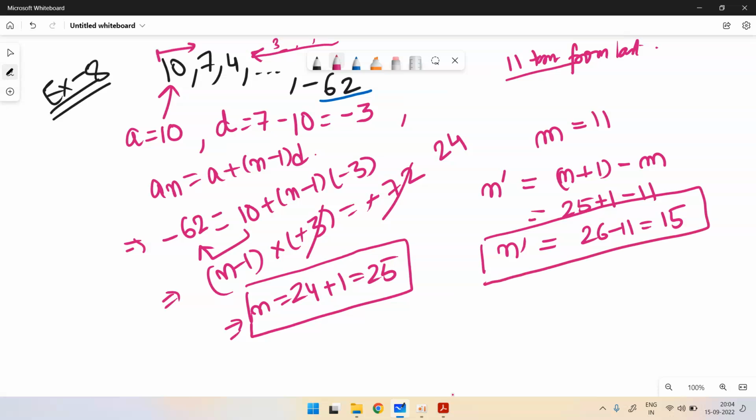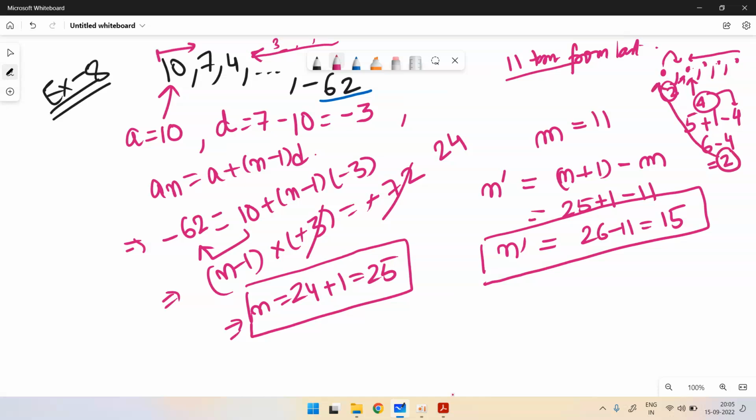Even if you have 5 terms, like 3, 4, and 5, from back counting it is the 4th term. This term is the 4th term from last: 1, 2, 3, 4. So from first, this is the second term. How do you get the second? The total number of terms is 5, and if it is the 4th term from last, the value will be 5 plus 1 minus 4. If you see, 5 plus 1 is 6 and minus 4 equals 2. This is the second term from first.